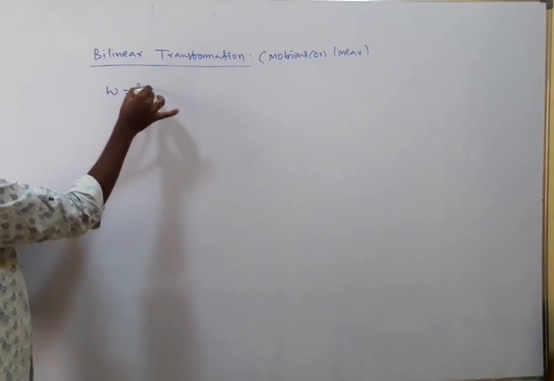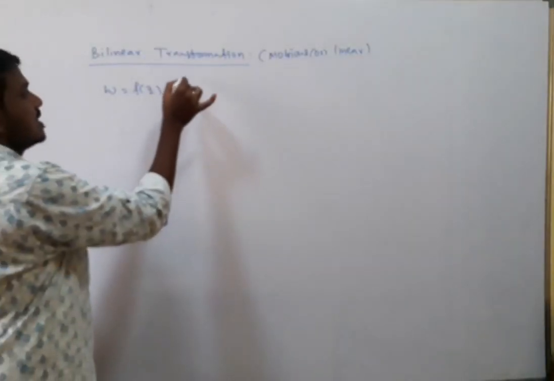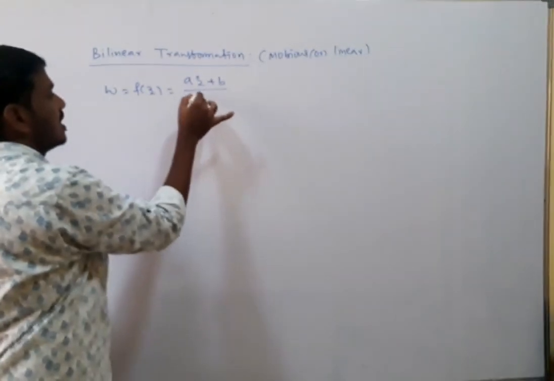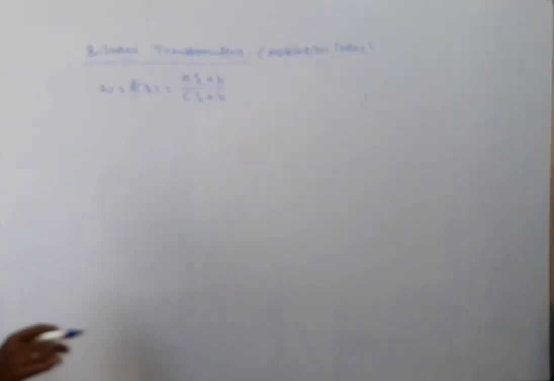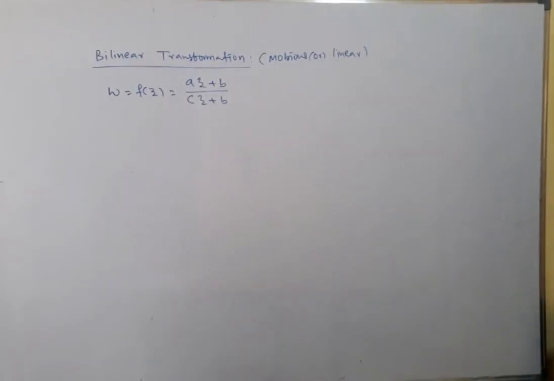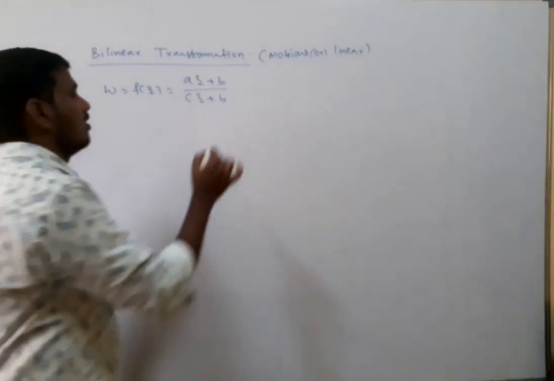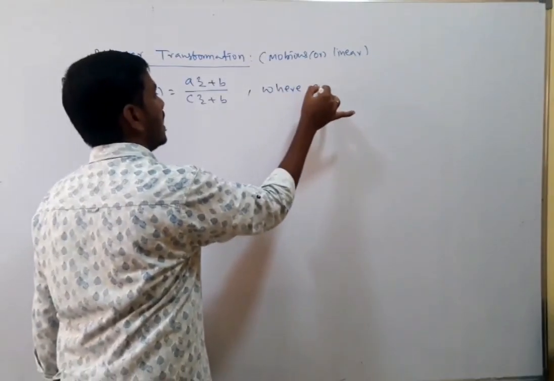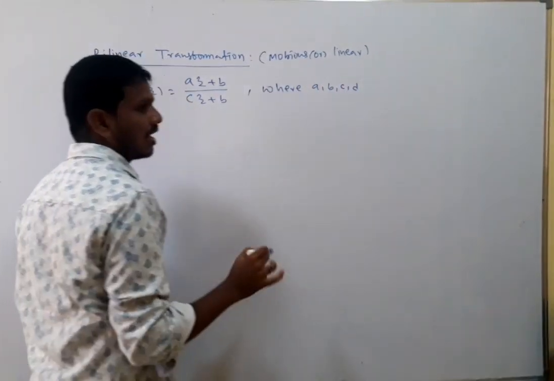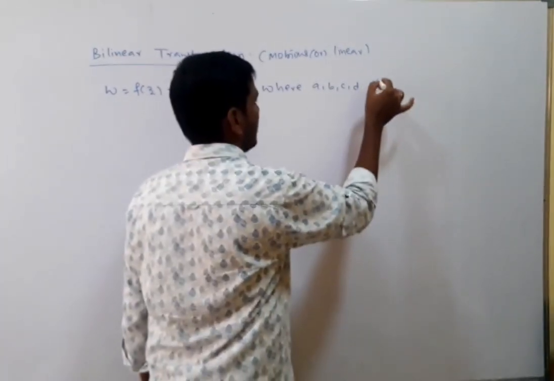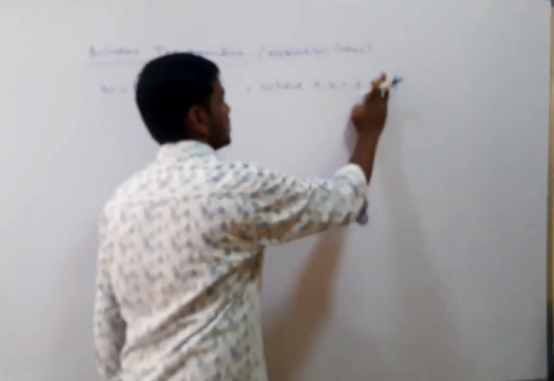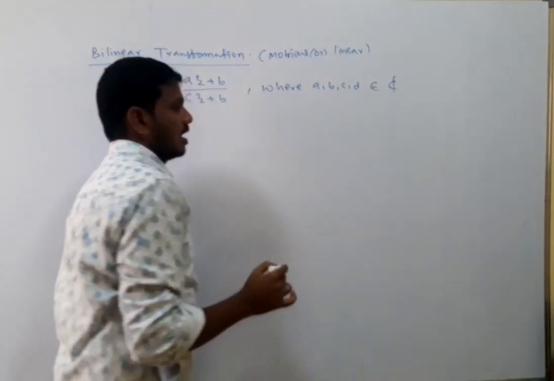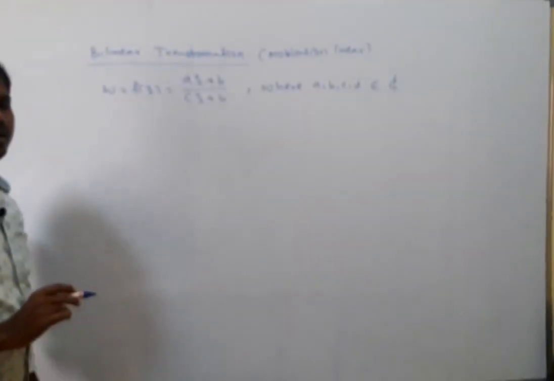The transformation or mapping W is equal to f of z is equal to az plus b divided by cz plus d, where a, b, c, d are real or complex numbers. They belong to C; I am taking them as complex numbers. The constants a, b, c, d are real or complex numbers. Then such a transformation is called a bilinear transformation.